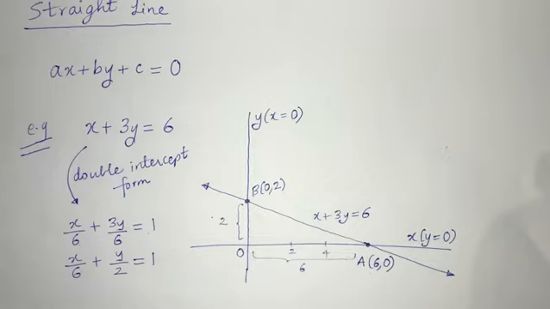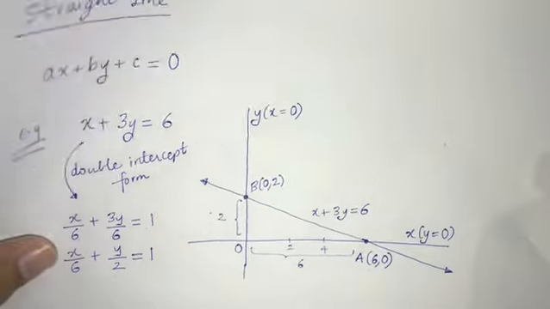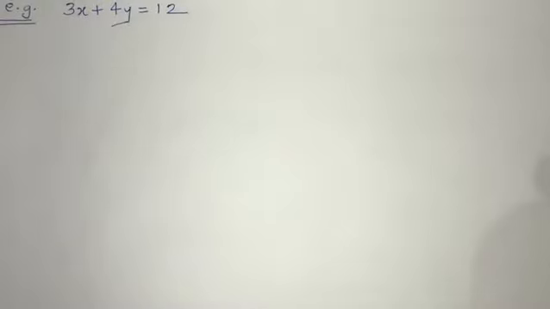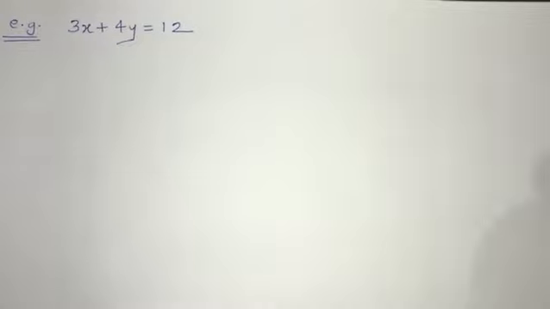So this is what I need from straight line: how to plot a straight line and how to identify the equation of a straight line. Once that is done, we can go ahead with the next question. In the next question, I'm going to plot 3x plus 4y equal to 12, and I'll also tell you a little bit about linear inequalities.